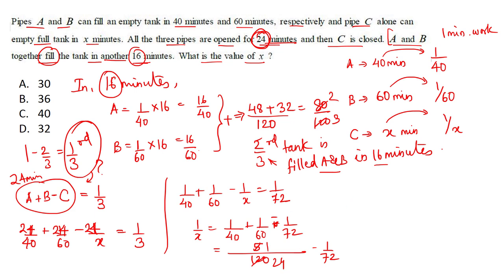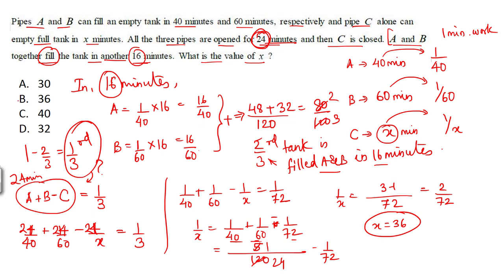Okay. So if you try to take the LCM of 40, 60 and 72 together, it is going to be slightly difficult. The number would be huge, but finding the LCM of these two, adding them, and then finding it for 1 by 24 and 1 by 72 is very easy. Now 1 by x, the LCM is 72. So 24 threes are 72. So 3 minus 1, that is going to be 2 by 72. x comes out to be 36. So the time for C, the value of x, comes out to be 36 minutes. Answer is option B.